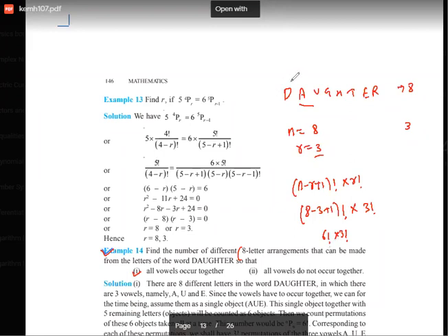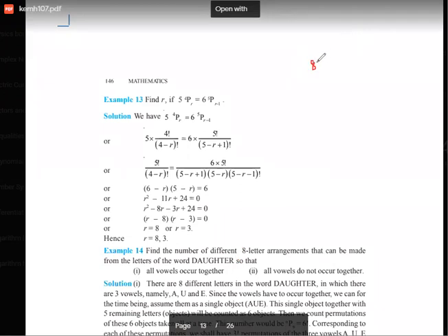Yes, very good, everyone. As I said, we have 8 alphabets. The total number of words that can be formed is 8 factorial. And this is the number of words that can be formed with vowels together. So if you subtract 6 factorial into 3 factorial, this will give you the number of words in which all vowels are not together.